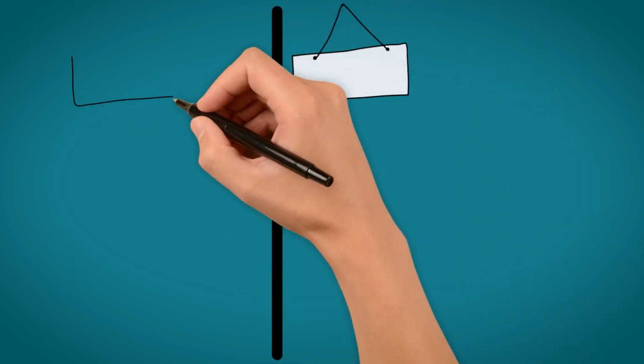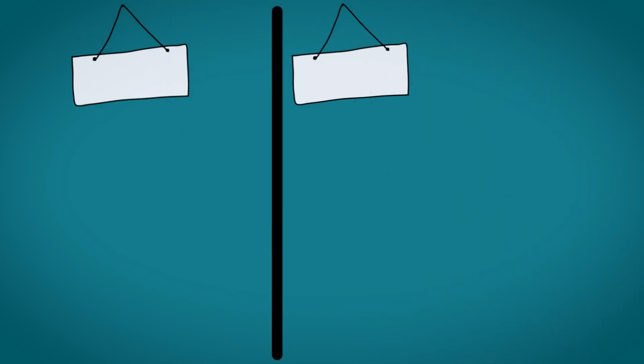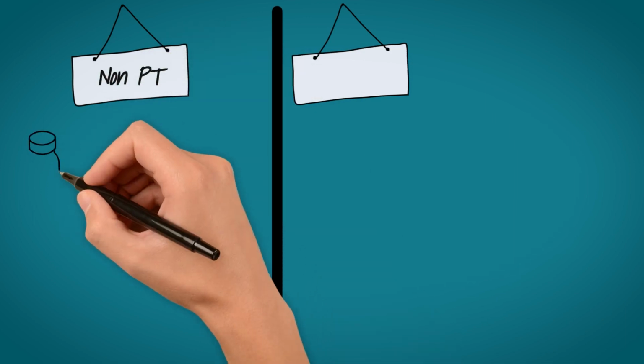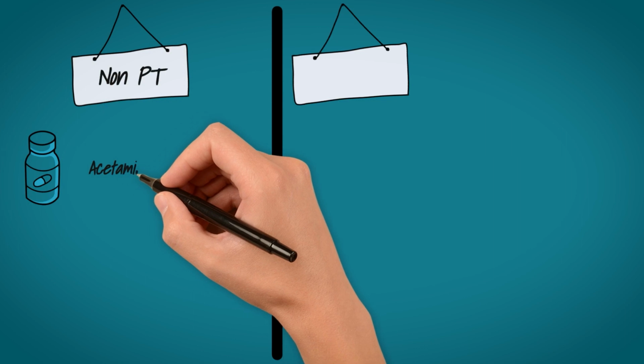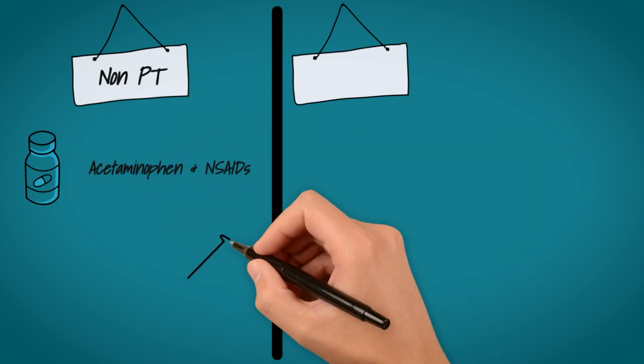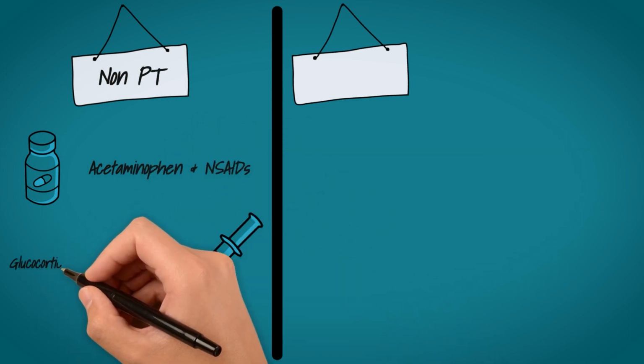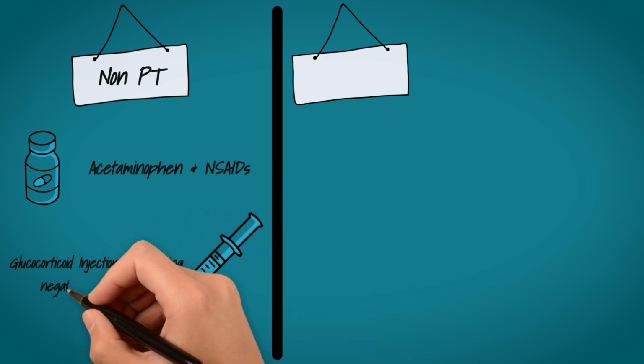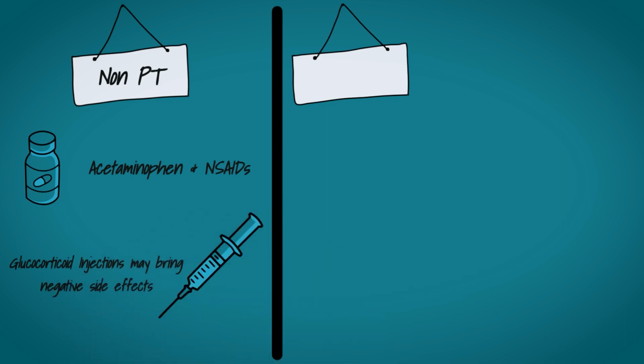Osteoarthritis treatment approaches vary depending on the symptoms and the specific joints affected. First, the non-PT side. To alleviate pain, pharmacological interventions such as acetaminophen or other NSAIDs are commonly used. Glucocorticoid injections are also commonly used, but they should be used sparingly due to the potential long-term negative effects, like osteoporosis, they have on the joints.